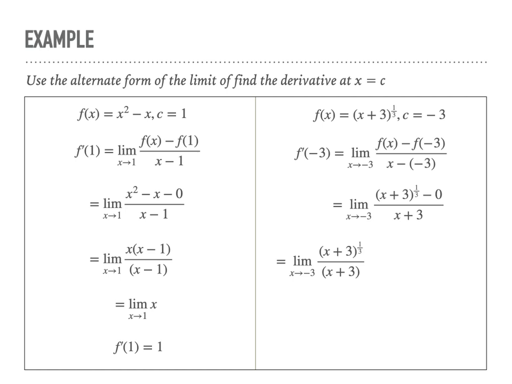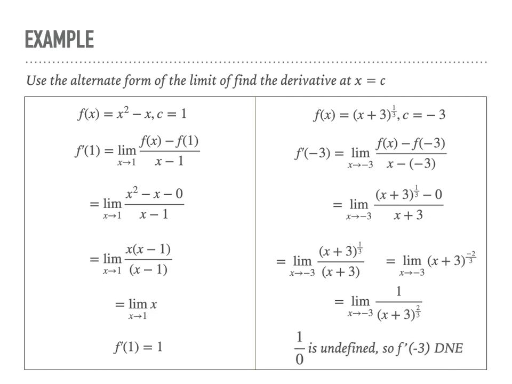And remember the properties of exponents. We can simply rewrite this as the limit as x approaches negative 3 of (x plus 3) to the power of negative 2/3, because you can rewrite that as (x plus 3) to the power of 1/3 minus 1, because x plus 3 is the same thing as (x plus 3) to the power of 1. And then the limit as x approaches negative 3 of 1 over (x plus 3) to the power of 2/3, because you can simply rewrite negative exponents as 1 over whatever the function is with that positive exponent. And when we plug in negative 3, you can see that it's 1 over 0, and 1 over 0 is undefined. So f prime of negative 3 is actually undefined.